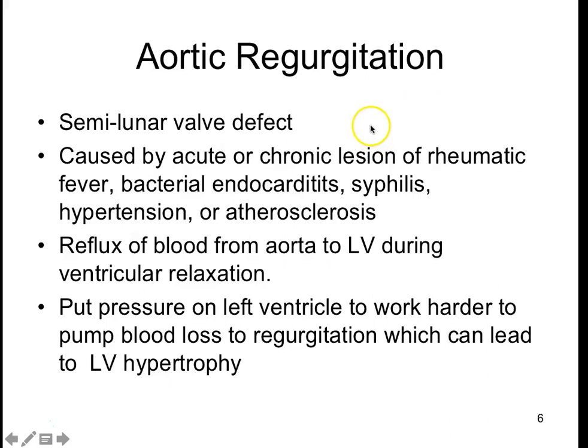Now, next. Versus aortic regurgitation, and that is mainly a semilunar valve defect. Now that's mainly because the next slide is going to show you aortic regurgitation in the mitral valve, so take that with a grain of salt. It is caused by acute or chronic lesions of rheumatic fever, bacterial endocarditis, syphilis, hypertension, or atherosclerosis. Now, the thing with the aortic regurgitation is that the valves become leaky. They come together, but they don't come together tightly.